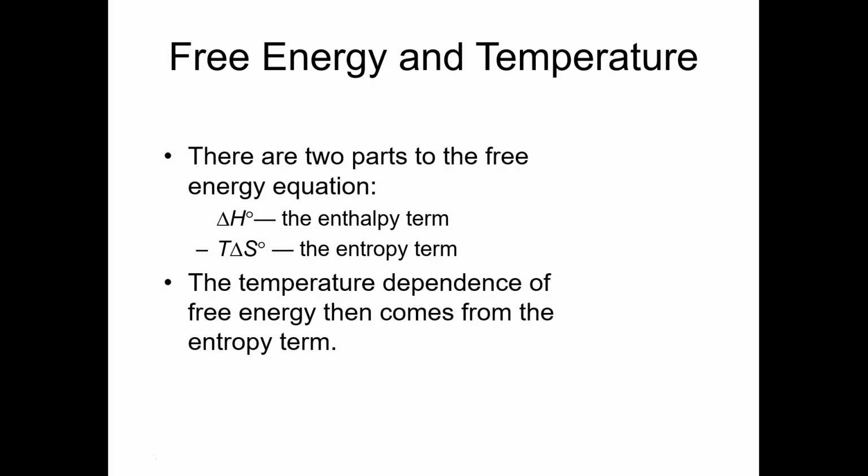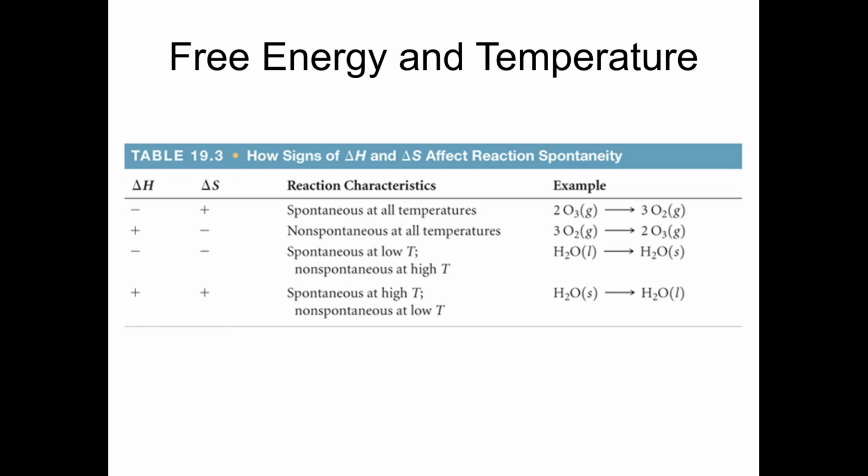And so how does delta G change with temperature? Well, there are two parts to the free energy equation. Delta H, which is the enthalpy term, and the negative T delta S, which is the entropy term. And it's the T delta S term that is temperature dependent. And so we can construct a little table like this, similar to what we did for trying to determine spontaneity based on the entropy change of the system and the entropy change of the surroundings, and simply now talk about it in terms of the enthalpy change of the system and the entropy change of the system.